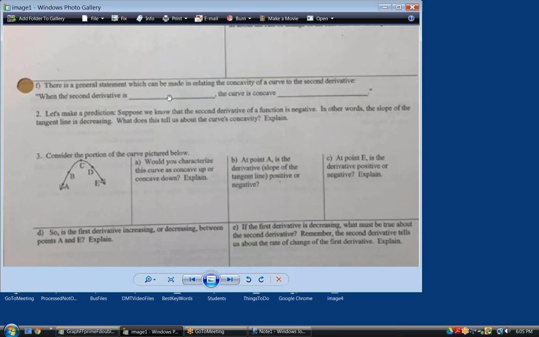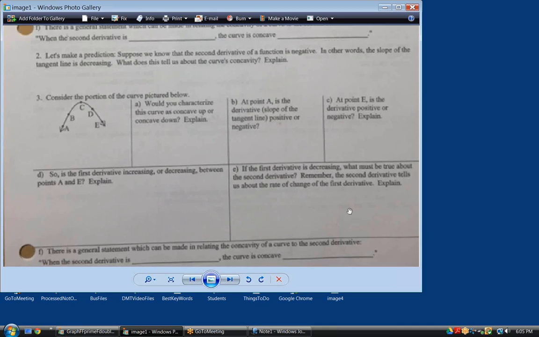When the second derivative is negative, the curve is concave down. Oh, is that what he's looking for? I could also say when the second derivative is positive, the curve is concave up. Oh, okay. The best way to determine concavity is with the second derivative test, I think. Right.